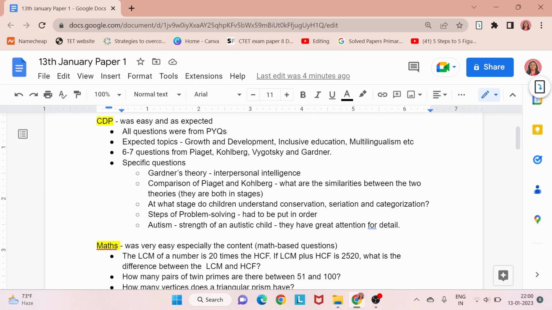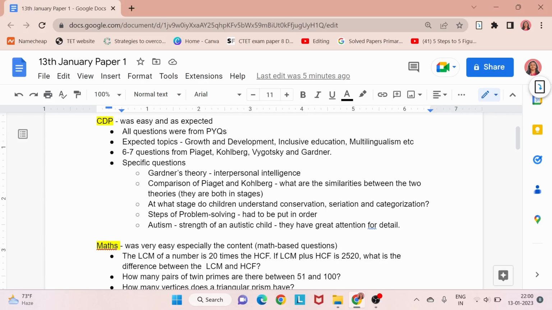In the theories, comparison of Piaget and Kohlberg was seen for the first time. So the question was, what are the similarities between the two theories? And out of the options, the answer was both have the theories in stages. From Piaget, it was also at what stage do children understand conservation, seriation, and categorization? So the answer to this is the third stage, which is the concrete operation stage. Steps of problem solving had been put up, and you had to put them in order.